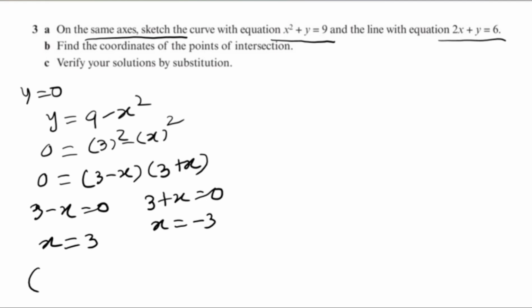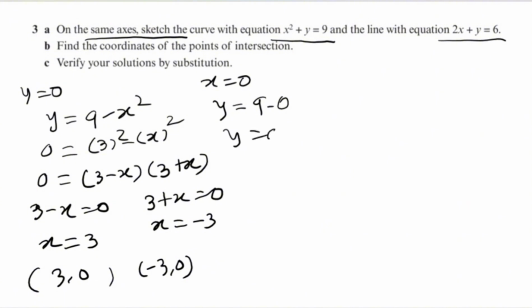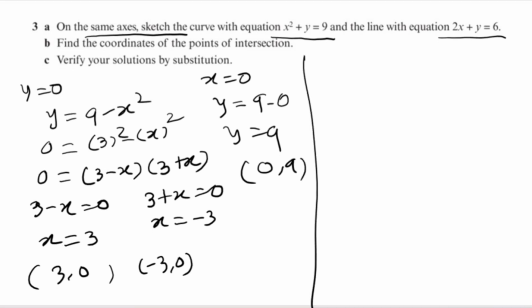So we are getting two coordinates, 3, 0 and minus 3, 0. Now I am putting x is equal to 0. So y is equal to 9 minus 0, that will give me 9. So the y-intercept we are getting is 0, 9. That is for this equation.